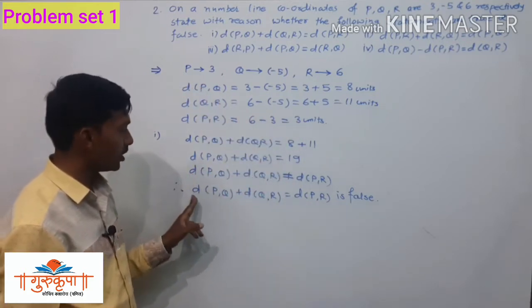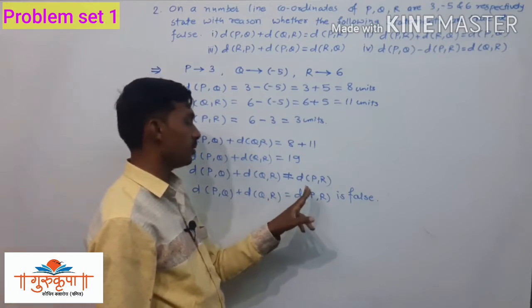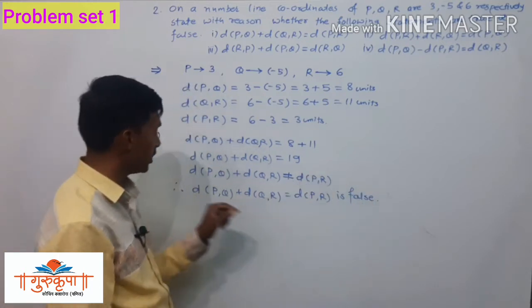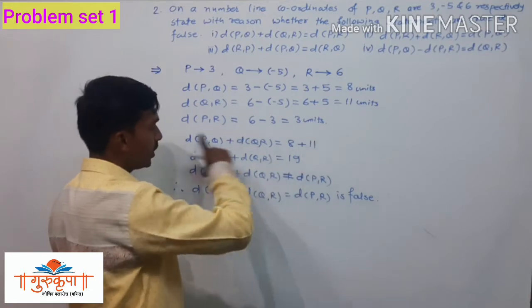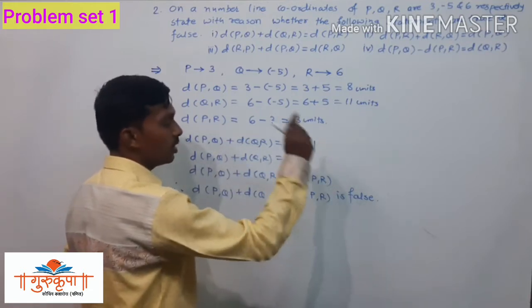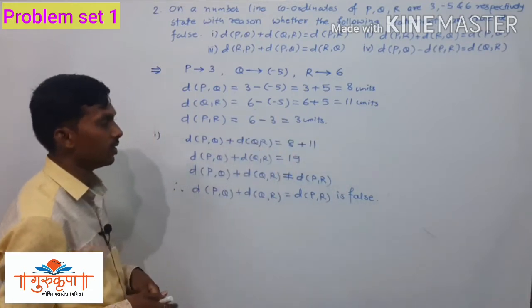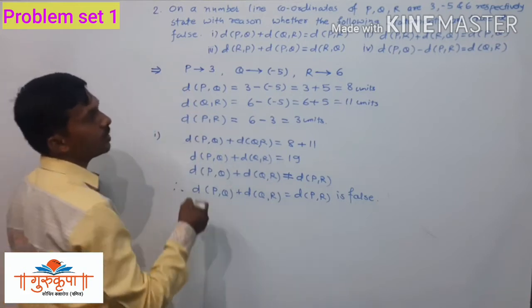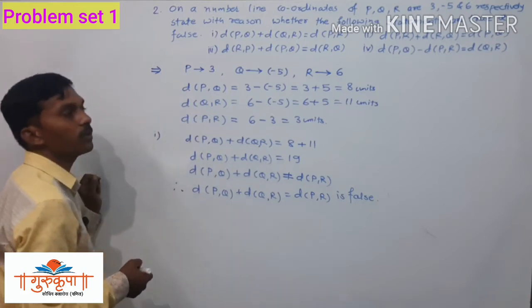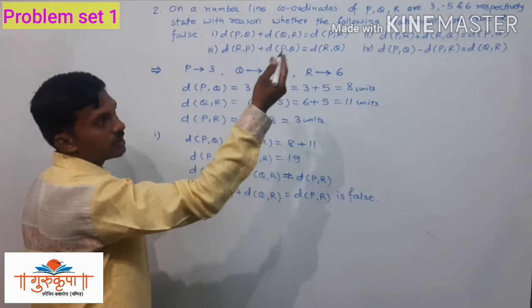So we write here: distance PQ plus distance QR is equal to distance PR is false, and this is the reason behind the given statement being false. Now we have the second statement, that is PR plus QR is equal to PQ.